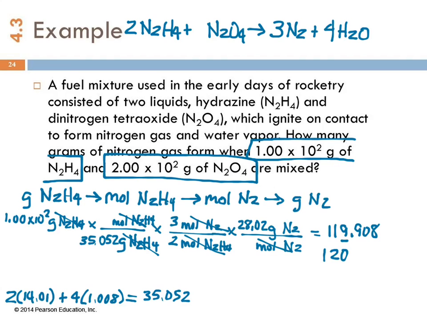That's an ambiguous 0, isn't it? You can put a decimal point there and make it not ambiguous. A lot of people understand that notation. What's the best thing to do with that number? Scientific notation. So 1.20 times 10 to the 2 grams. That's how much nitrogen if we use up all the hydrazine. And we do a parallel calculation with the dinitrogen tetroxide.